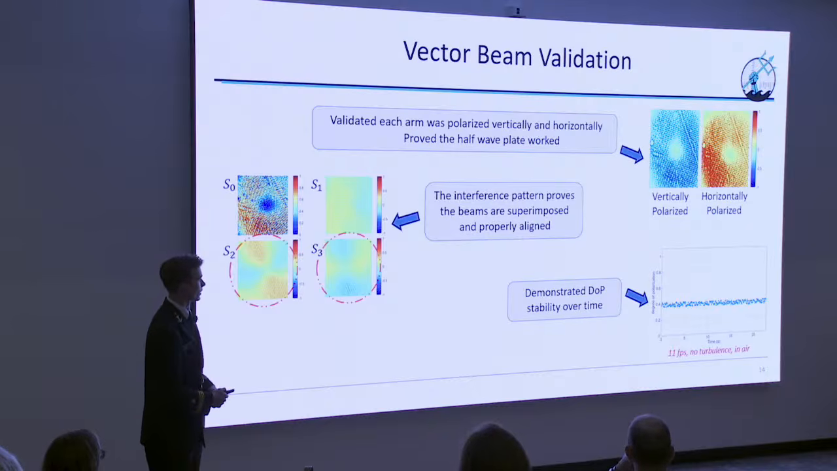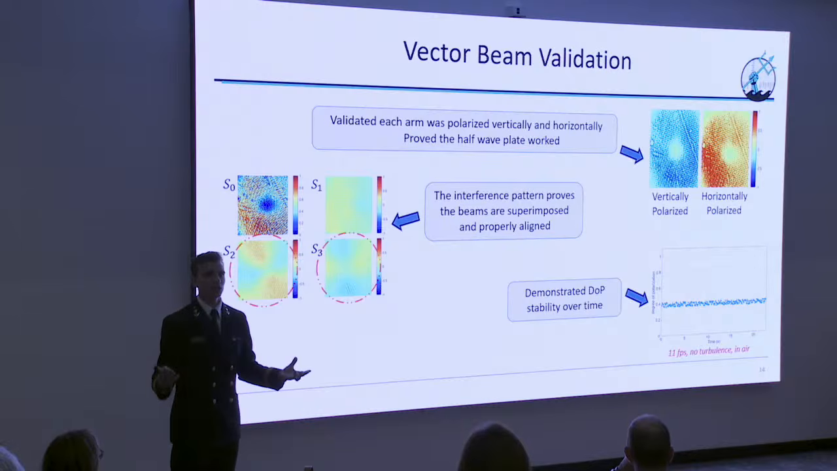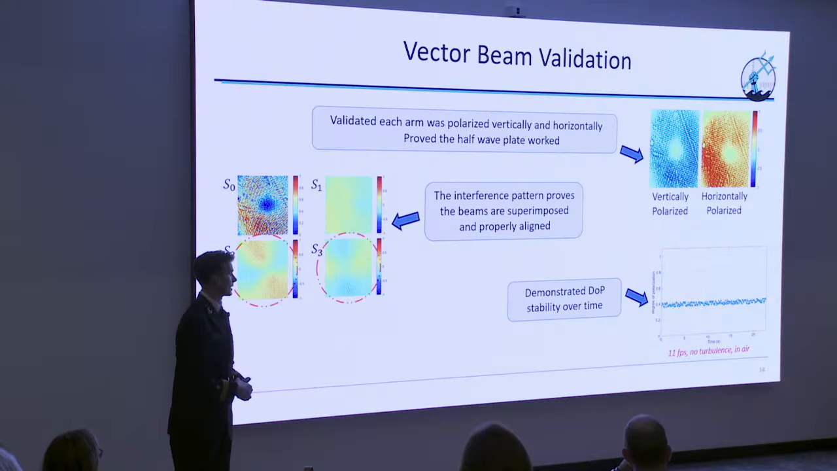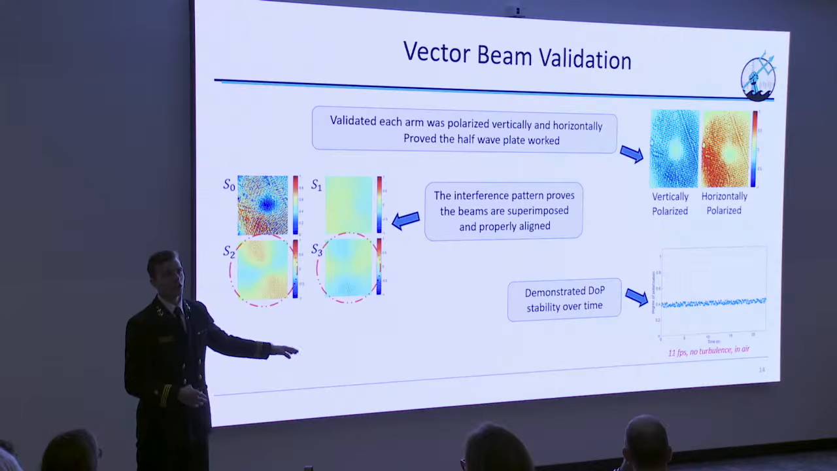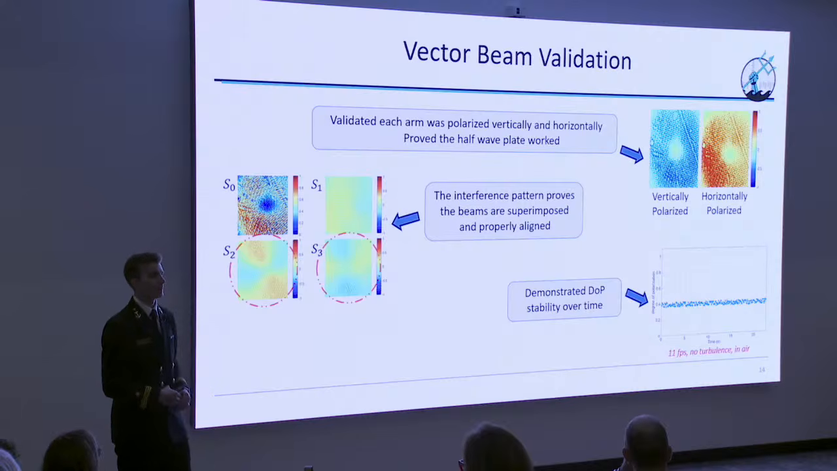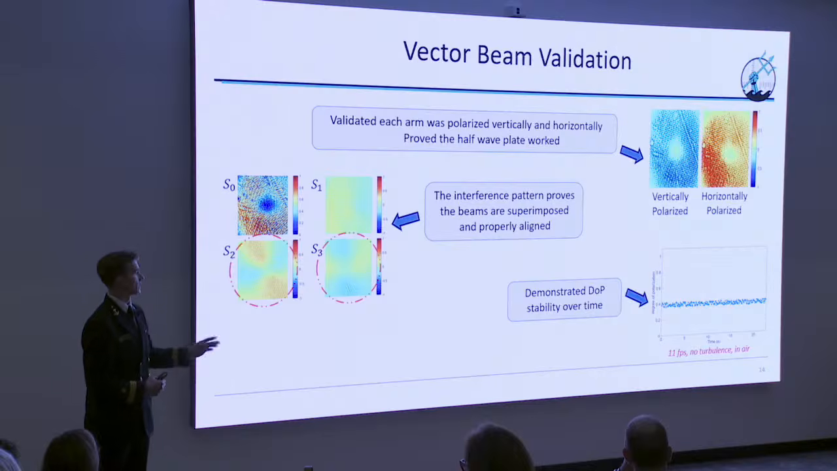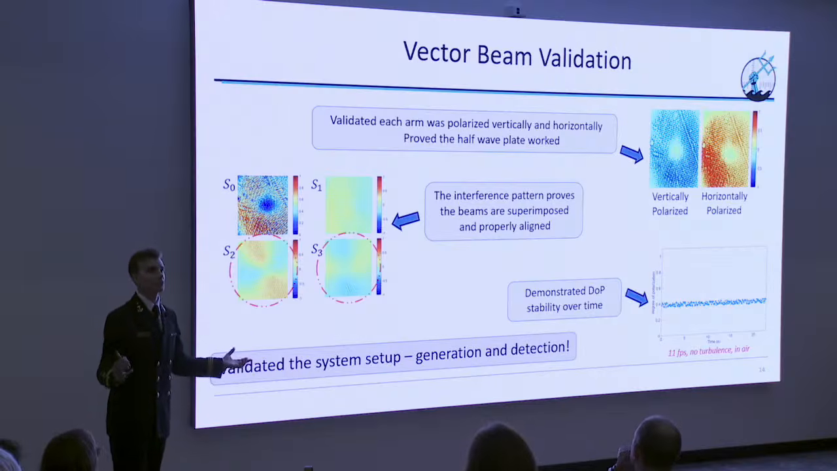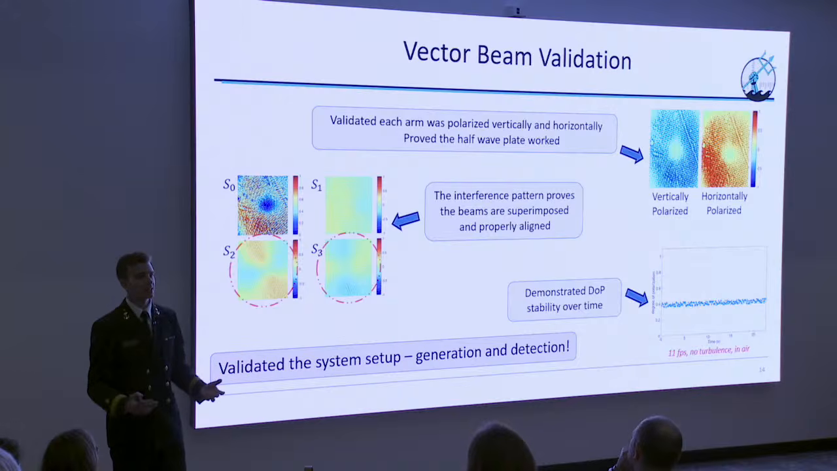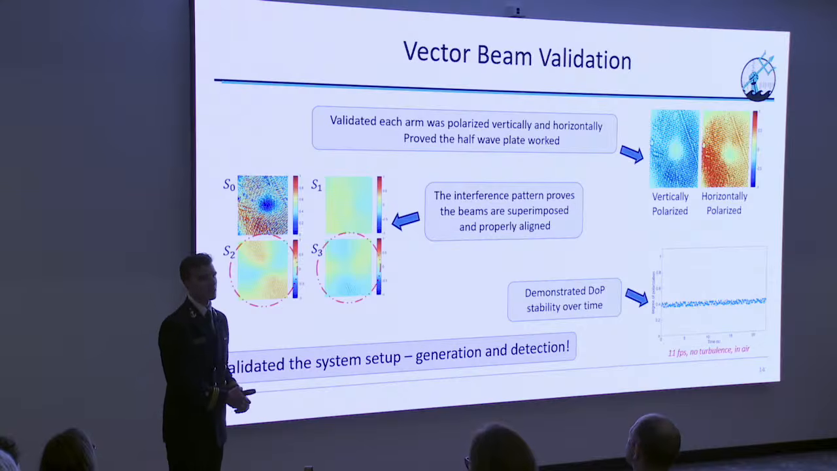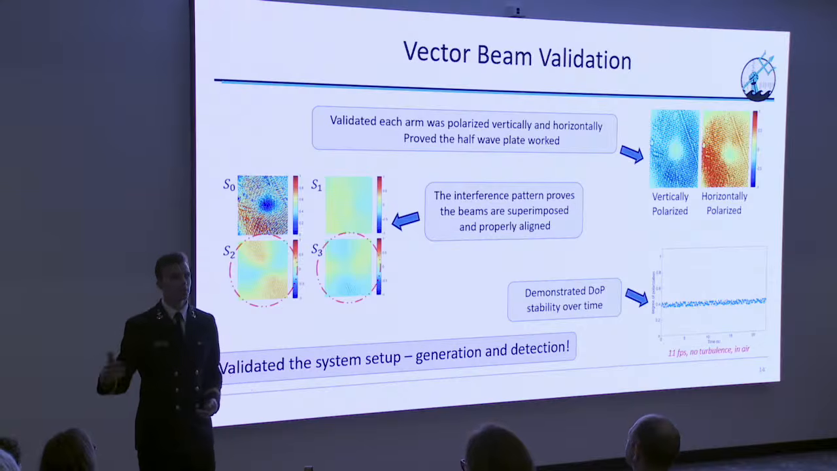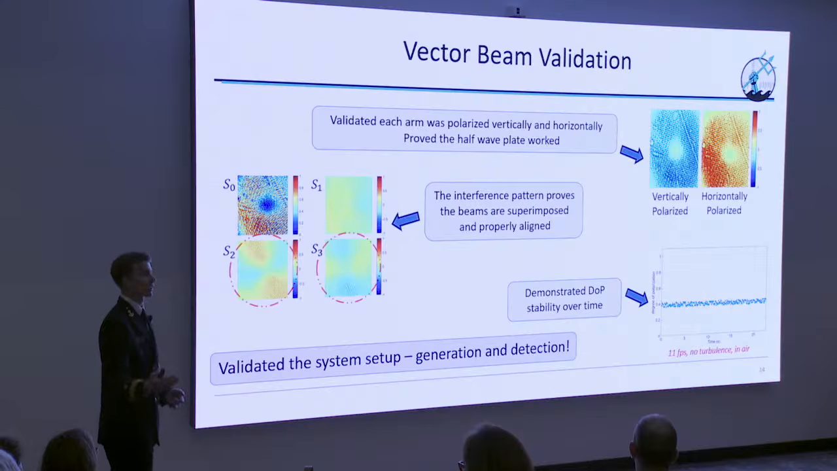After this, we used our detection setup and that MATLAB processing code, and were able to demonstrate that our degree of polarization was inherently stable over time in a non-turbulent environment. All of this testing was done at 11 frames per second, and in this case, this was taken in air. So this allows us to move on to the next phase of our research, because now we have proven that we can generate these beams, that we can detect these beams, and that all of the post-processing code and whatnot is working properly.